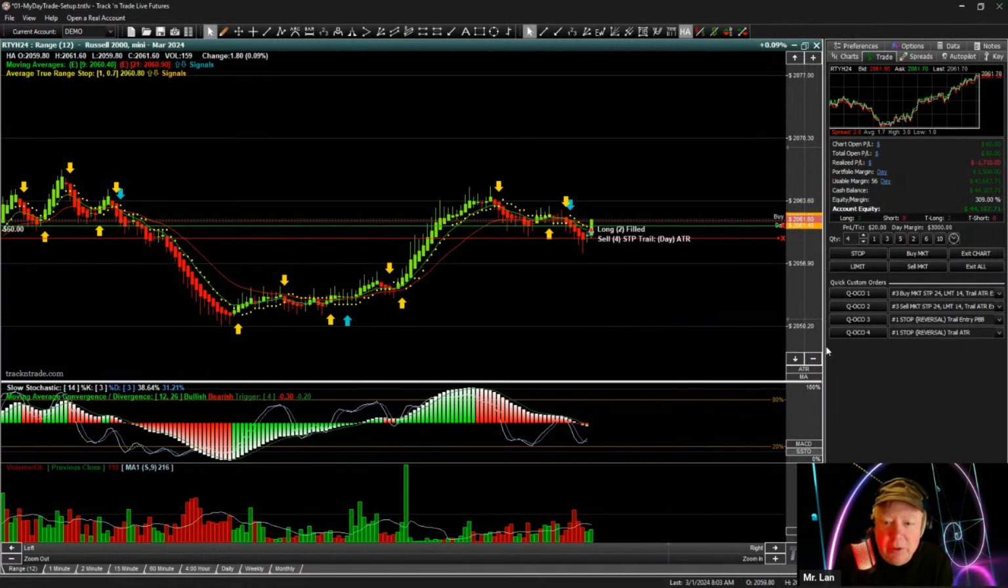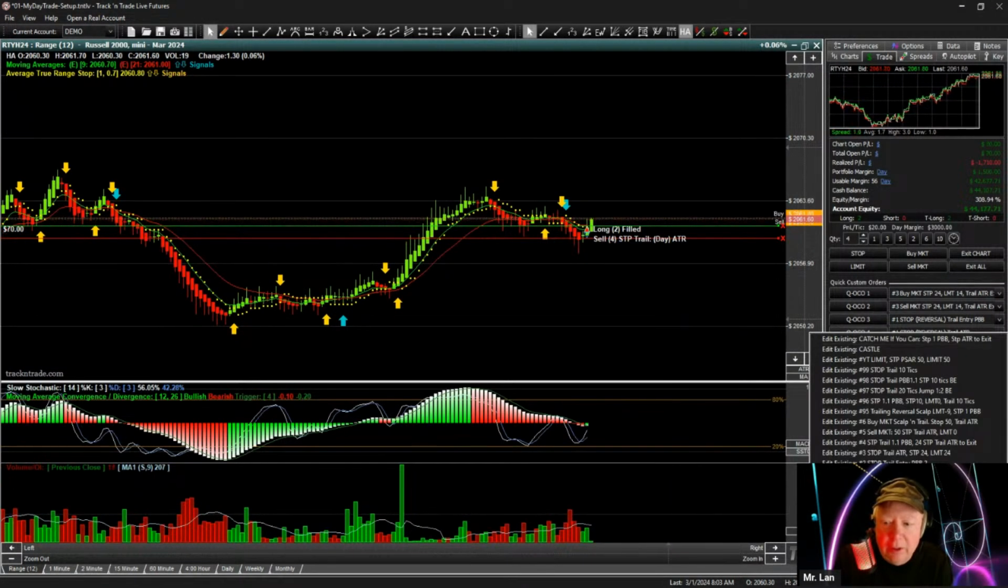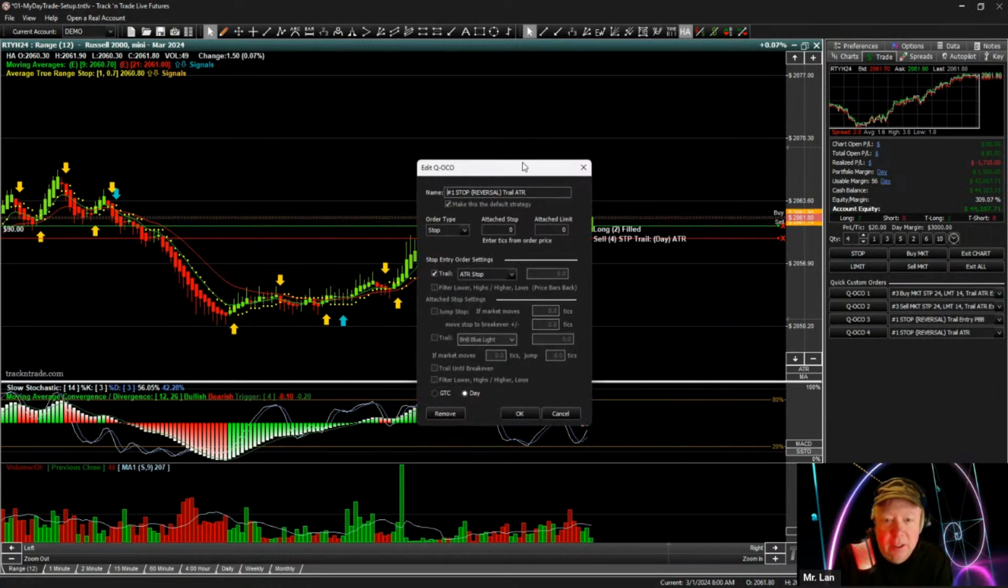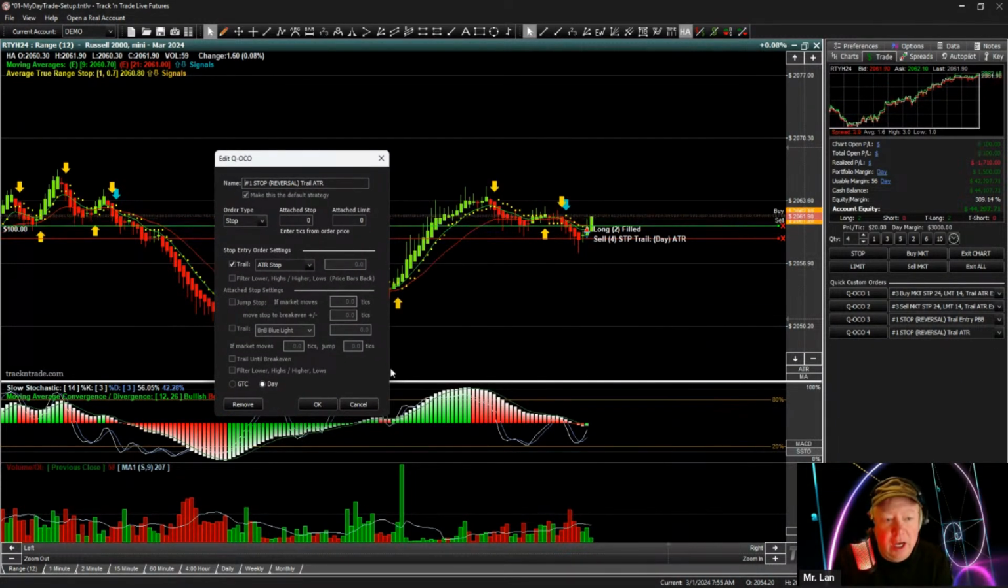What's that setting you keep using? It's this QOCO4. I got it set scene number 1, so I'll show you what that is. It's just an auto trailing stop on the ATR. That's all it is. And then I set it to where I want it. If the ATR dot hasn't flipped yet, I set it to where I want it.